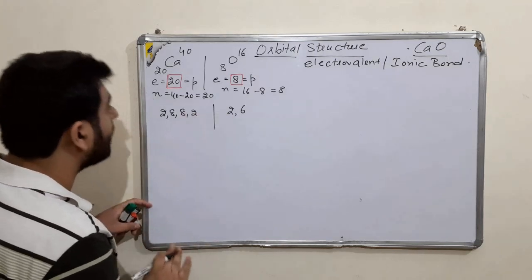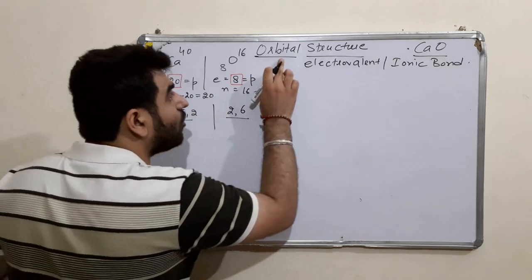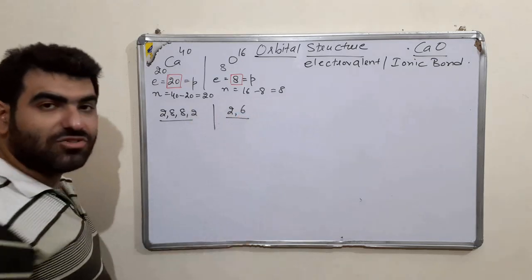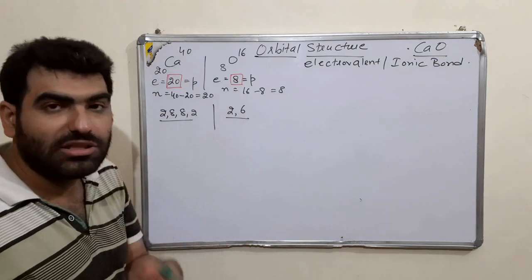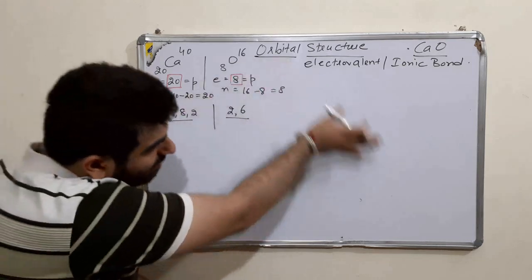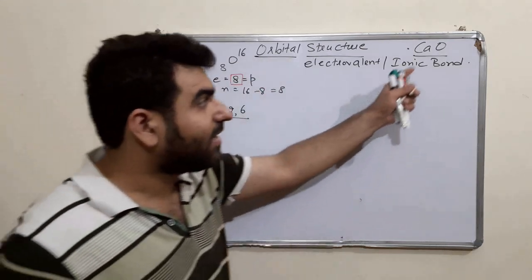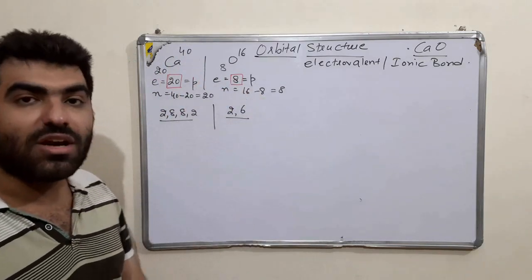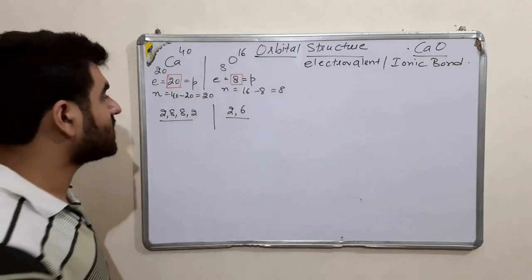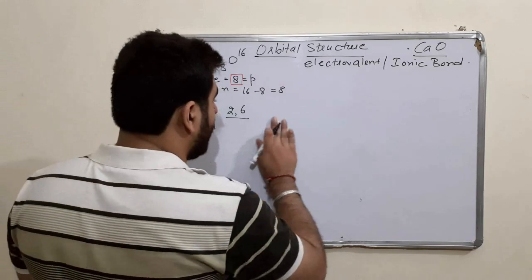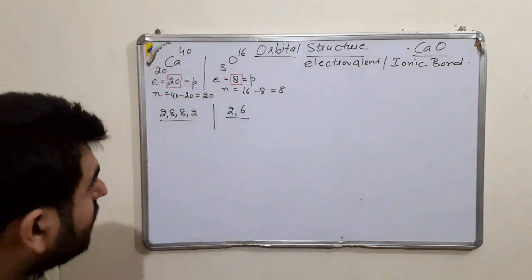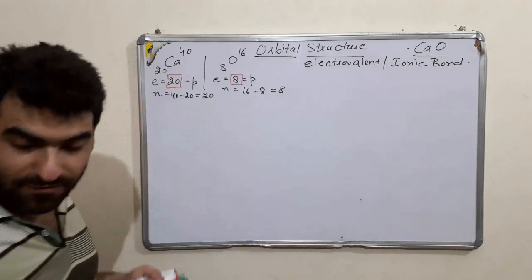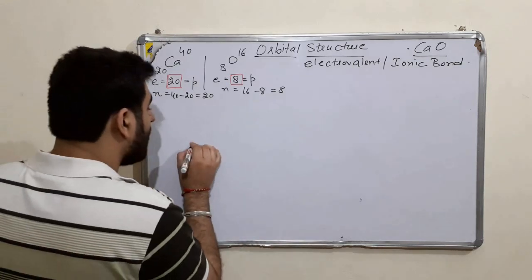Now, in order to draw the orbital structure, in Lewis dot we only require the valence electrons, but here we will require all the shells. We will make a complete orbital structure of calcium and a complete orbital structure of oxygen, and then we will show the transfer of electrons. So let us make this structure. I would require some space, so I am deleting this. You know the electronic configuration very well.